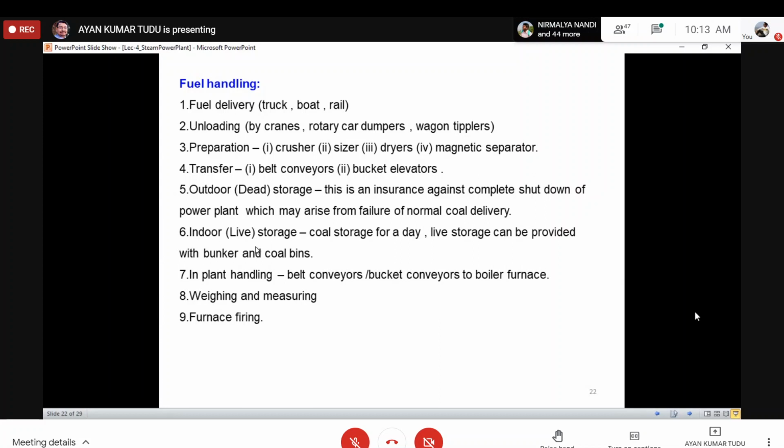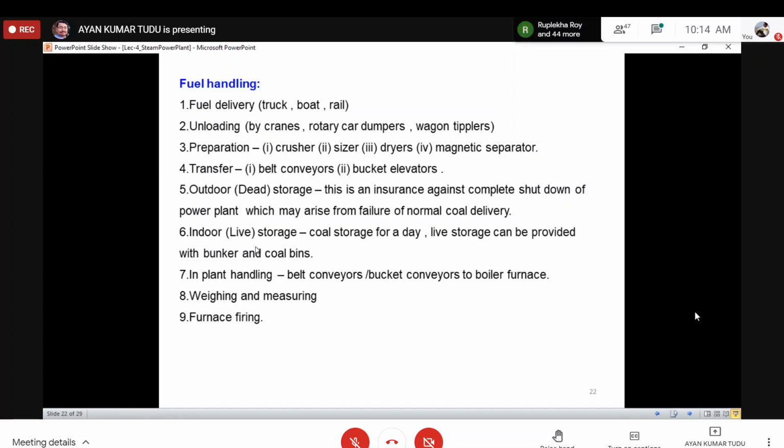Okay. Then we have outdoor or dead storage. This is an insurance against complete shutdown of the power plant, which may arise from failure of normal coal delivery. So outdoor dead storage is basically where we keep around 3 to 4 days of fuel, and sometimes more than that, sometimes 10 days of fuel is stored. Suppose normal coal delivery is not happening, for that reason we may store the coal for around 10 days. That's why it is known as our outdoor dead storage.